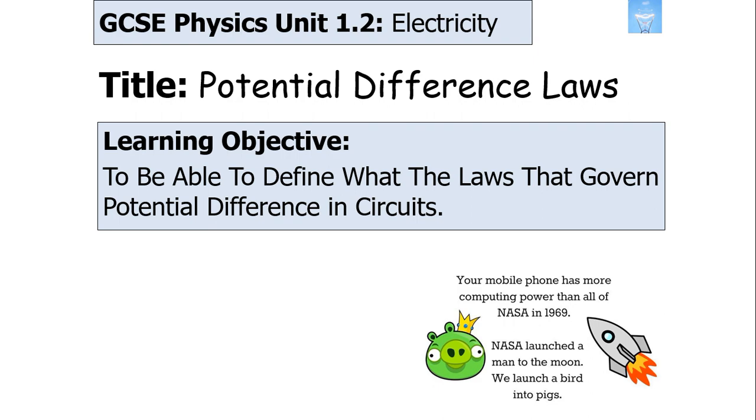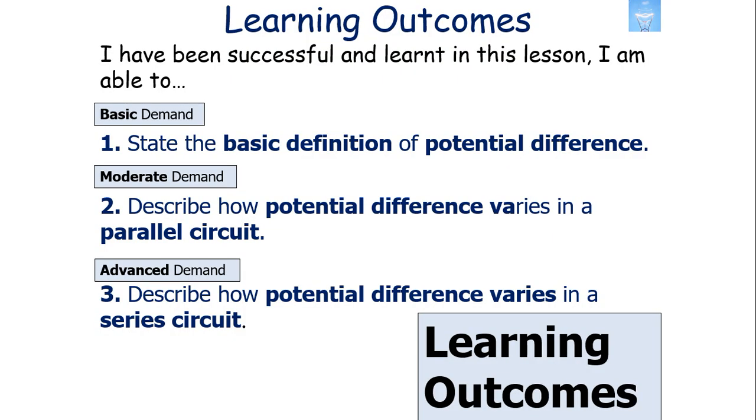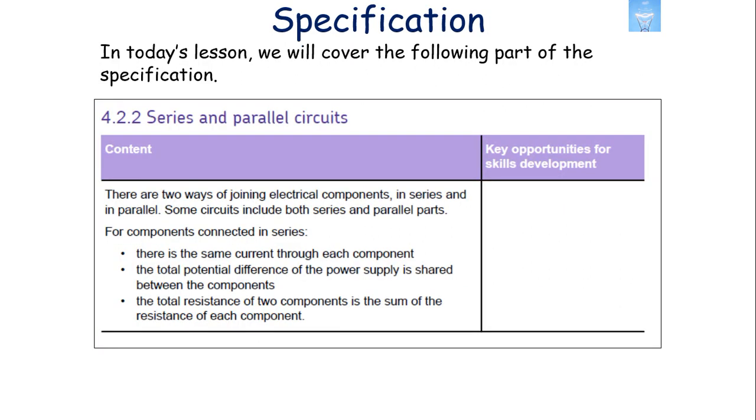So the following ideas will be our learning outcomes. We're going to try and firstly state the basic definition of potential difference. We're then going to look at how potential difference can vary in a parallel circuit, and then we're going to look at how potential difference varies in a series circuit, which is linked to the following part of the specification.